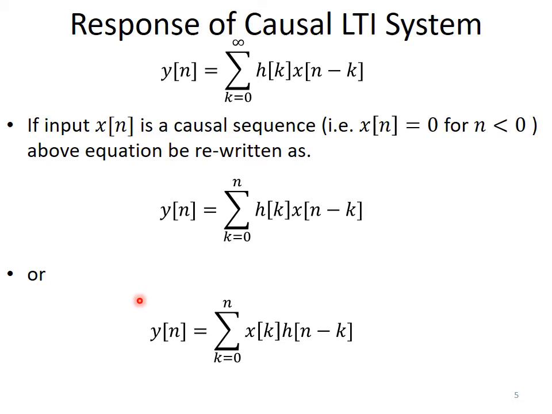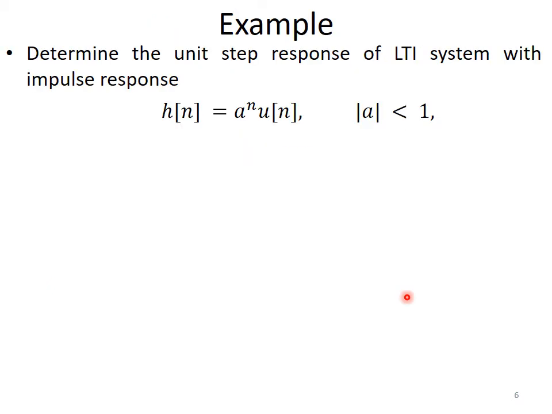And this is the case of the real-time system. When we are dealing with real-time systems, then obviously the input signal is also causal and the system is causal as well. So we can use this simplified formula, instead of the one we used on the last slide, which is more general.